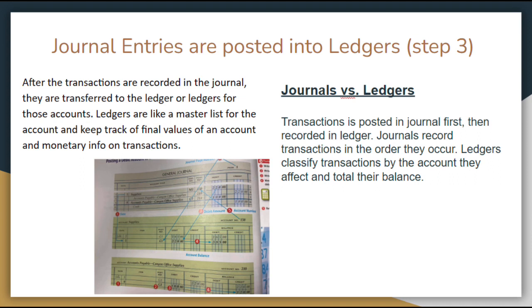And yeah, so they just keep final values of an account and all monetary information. And often journals and ledgers get confused in accounting. Transactions are posted in your journal first, and then they are recorded in the ledger. Journals record transactions in the order they occur, and ledgers just classify transactions by the account that they affect. So journals are more broad and ledgers are more specific.